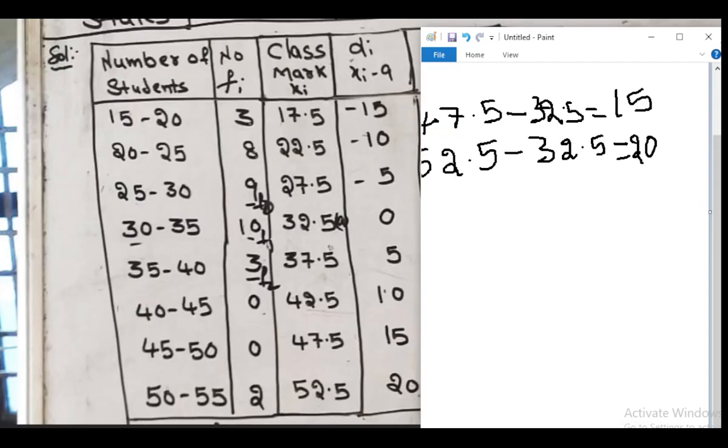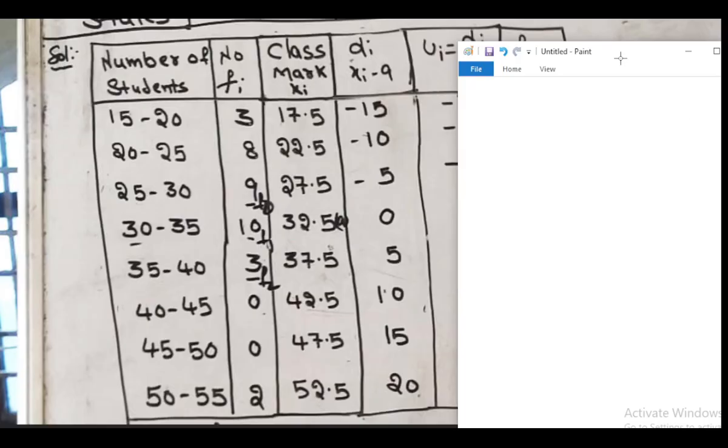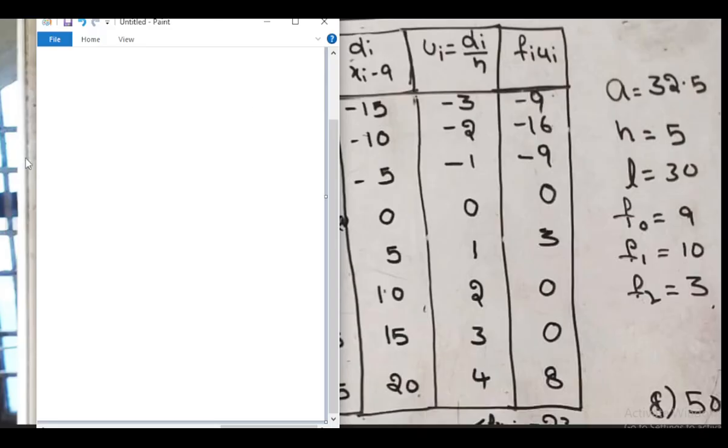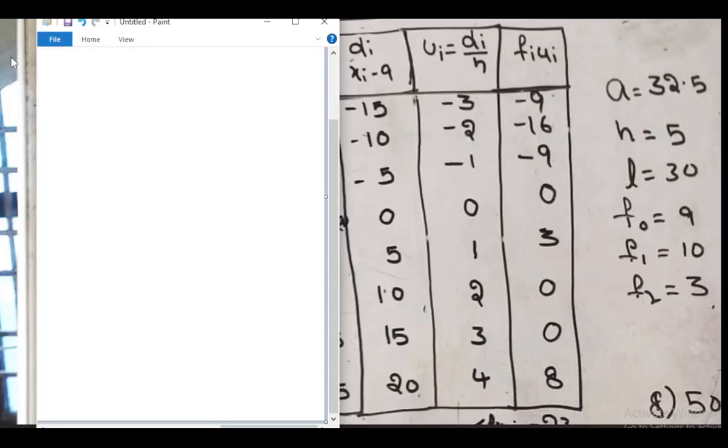Like that, we have found the deviation of all the classes. After finding the deviations too, we observe the data is still a little large. So that is why we are reducing the data a little more. To reduce the data further, as usual we use the step deviation method.